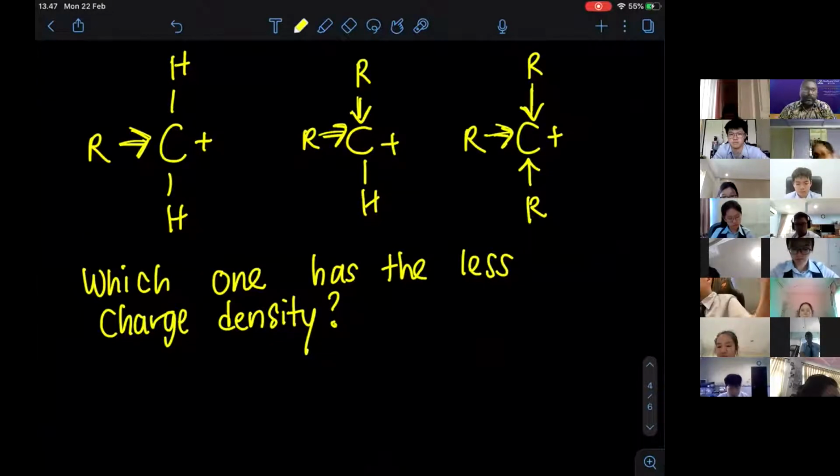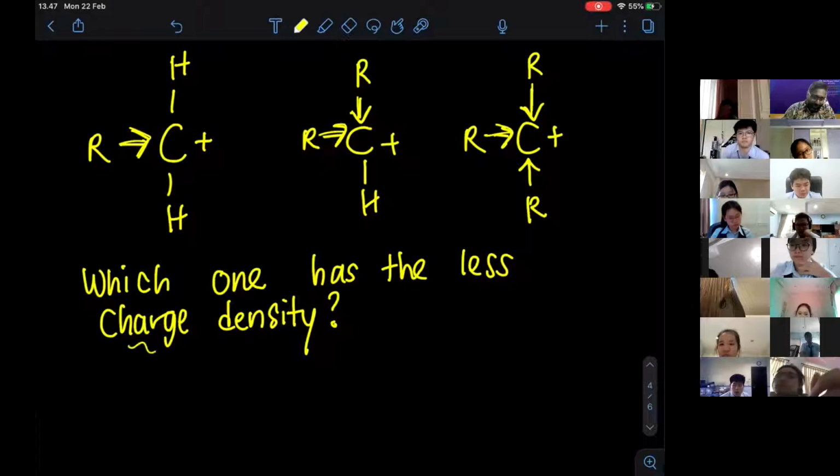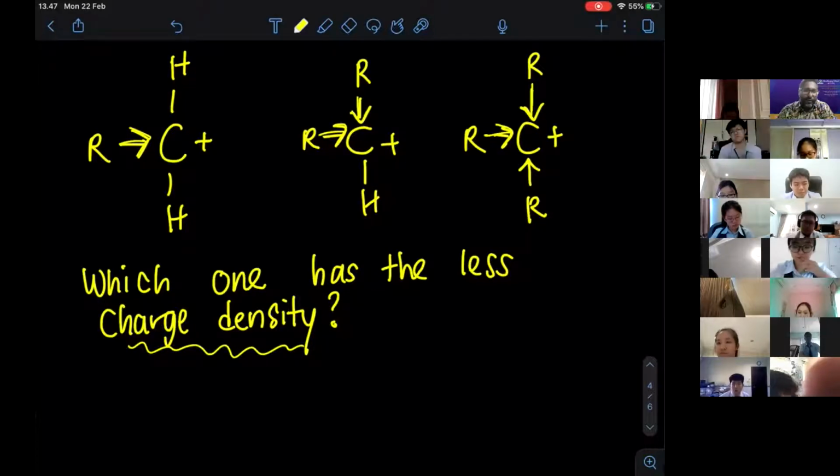Now, Dylan, if I ask you this question, which one has less charge density? Which one has less charge density? Do you know what is charge density, Dylan? The one that has less charge? Yes. Yeah, you can actually answer it in that way. Forget about the density. Which one do you think will have less charge? The primary. Not really. Okay, not really.